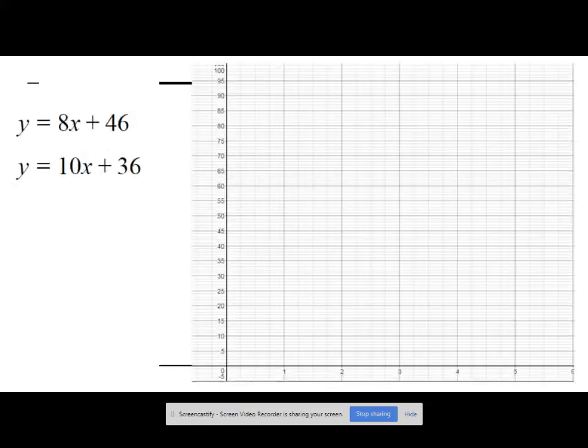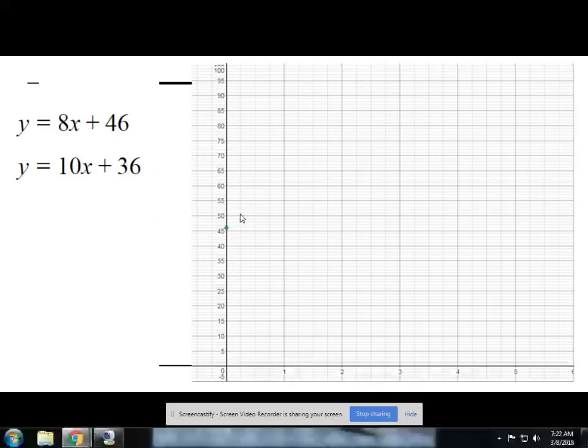We've done lots of graphing in Chapters 3 and 4, and you did some graphing in Chapter 5. So with a linear expression, the y-intercepts are going to be 46 and 36. I'm going to start with the top one, y-intercept of 46, and plot that point on the y-axis. The slope is 8, so I'm going to go rise of 8 to run of 1.